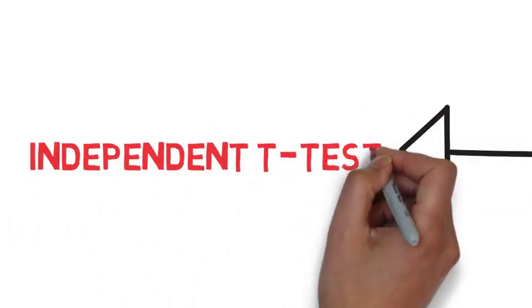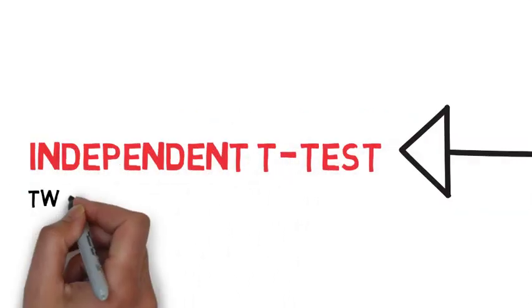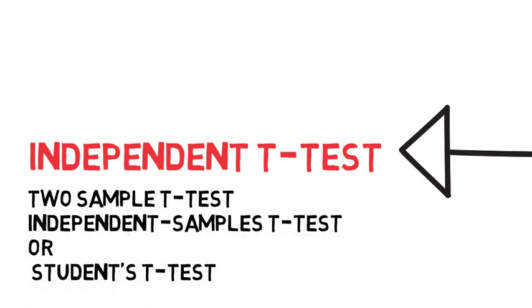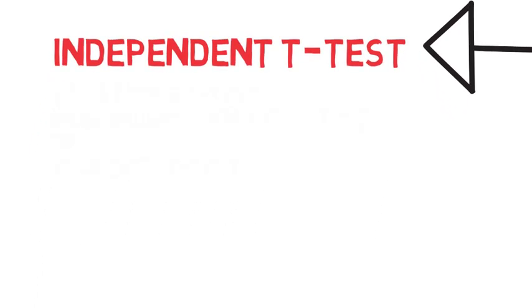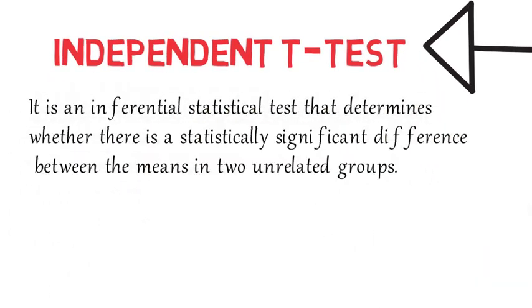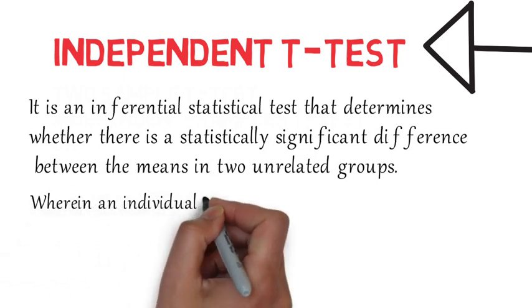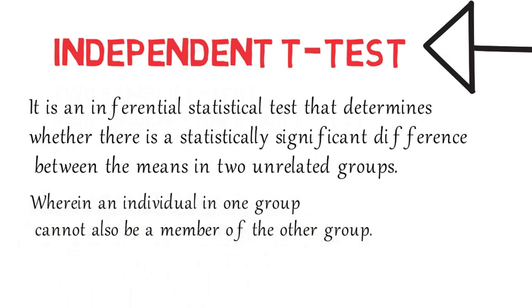So what is an independent t-test? It can also be called two-sample t-test, independent sample t-test, or student's t-test. It is an inferential statistical test that determines whether there is a statistically significant difference between the means in two unrelated groups. Unrelated groups means that an individual in one group cannot also be a member of the other group.